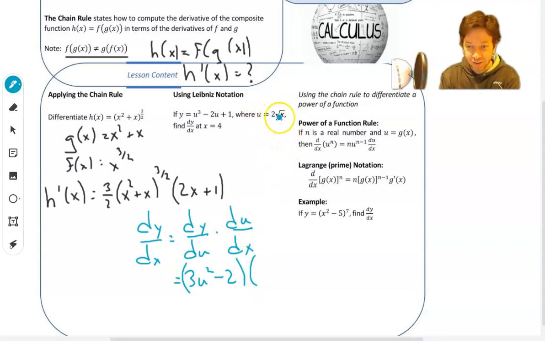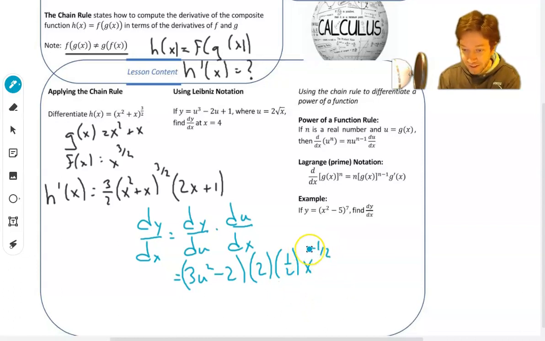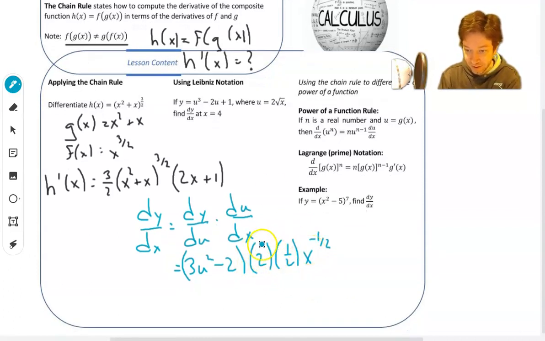So that is 2 times the root of x, but you can think of it as 2 times x to the power of 1/2. So we have that 2 out in front, and then the 1/2 we're going to multiply by 1/2, and we'll get x, subtract 1 from the exponent, so 1/2 minus 1 is negative 1/2. So there's our answer, but we can just clean it up a bit. 2 times 1/2 just disappears, and we end up with 3u squared minus 2 over the square root of x.